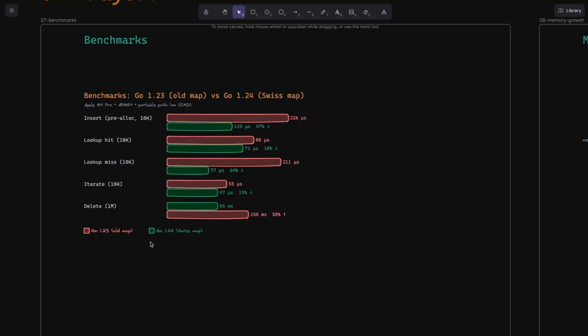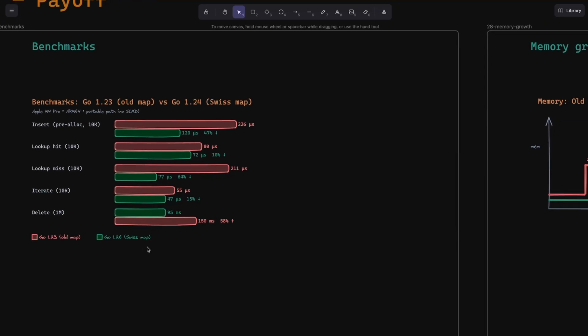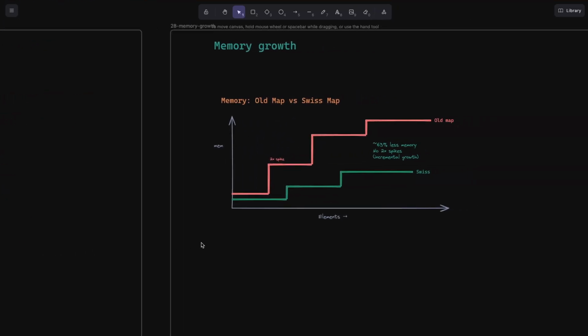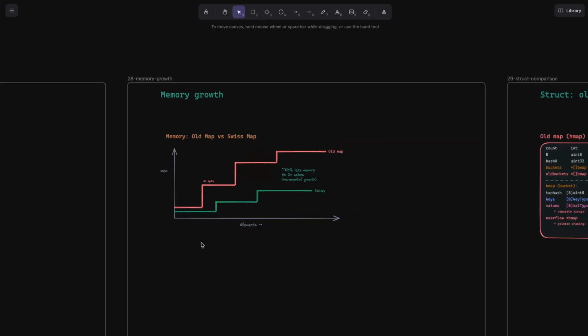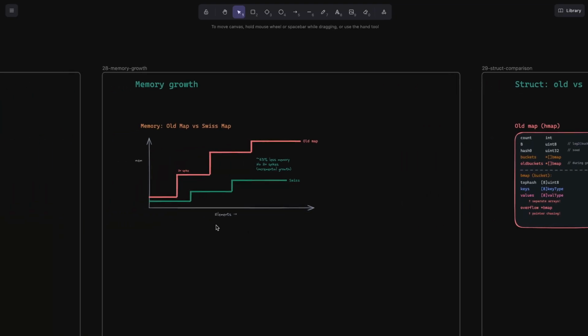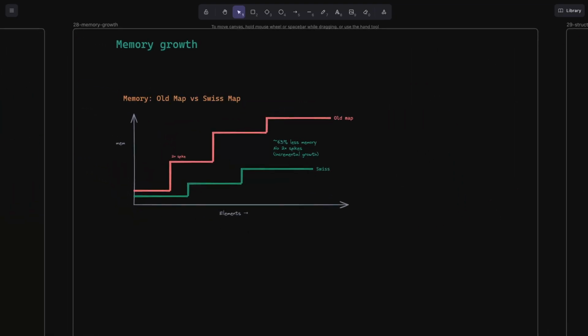And there is one regression, and that is deletion, which is around 58% slower because of all the tombstone bookkeeping we talked about. And then there is memory. A real-world report from Datadog saw one map drop from about 726 megabytes down to 217. That's roughly 63% less memory. You get a higher load factor and less work for the garbage collector. The best part, you get all of this for free. No code changes, no flags, just build with Go 1.24 or later.